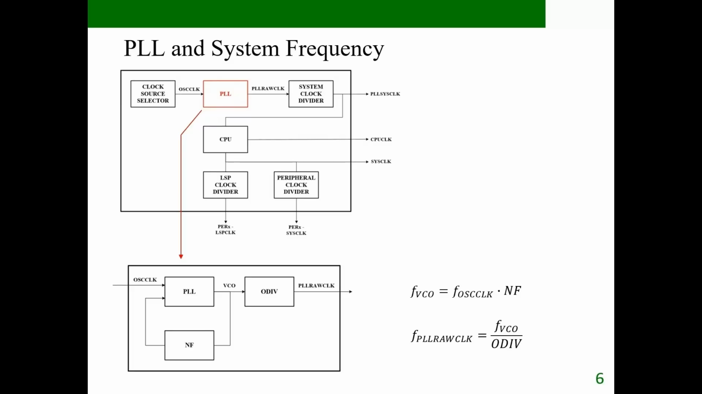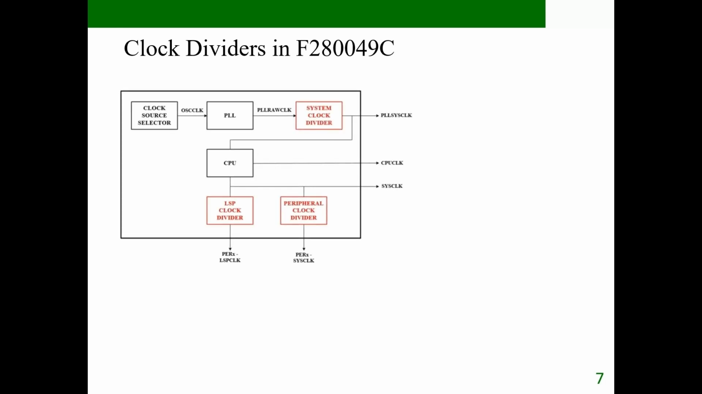On the next slide, we will see how the PLL output signal goes through the system clock divider to generate the final system clock, which drives the CPU and peripherals. Now that we have seen how a raw PLL clock is generated, the next step is to see how it is distributed inside the device using clock dividers. The first stage is the system clock divider.